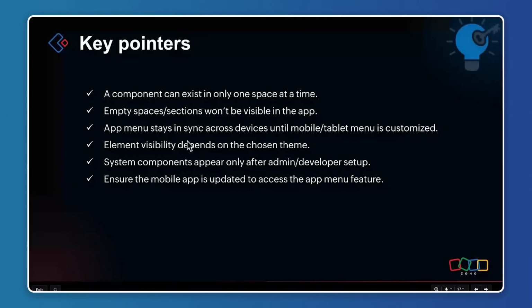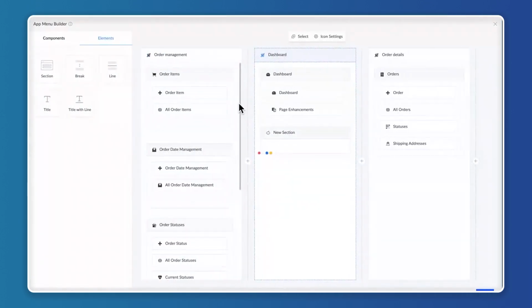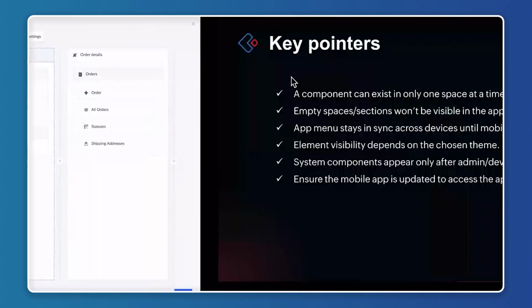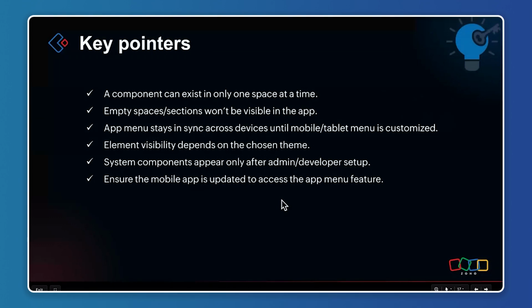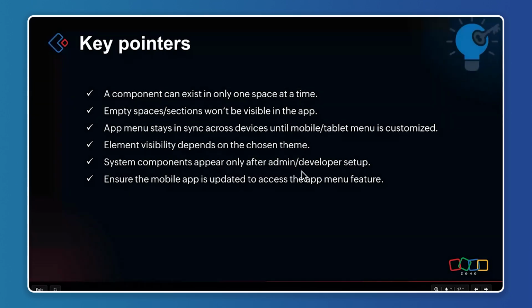And the app menu stays in sync across devices until the mobile or tablet menu is customized, which means you will be customizing this particular menu within your web application, right? Whereas that particular customization will be synced across all the different devices like mobiles and tablets, until you go ahead and customize specifically for the mobile and the tablet, right? So until then you will get to see these customizations within your mobile and tablet device, right? And element visibility depends on the chosen theme. So whatever application theme you have chosen, based on that the element visibility will appear in the live mode. And system components appear only after admin or developer setup.